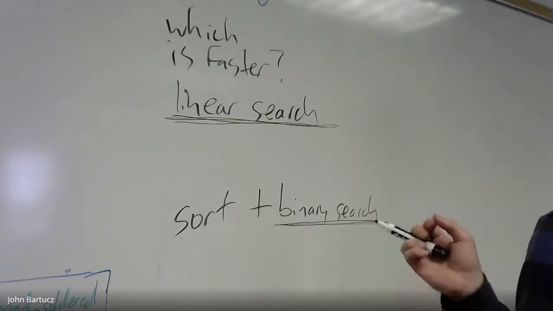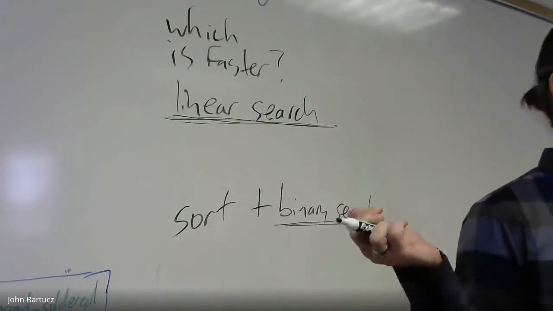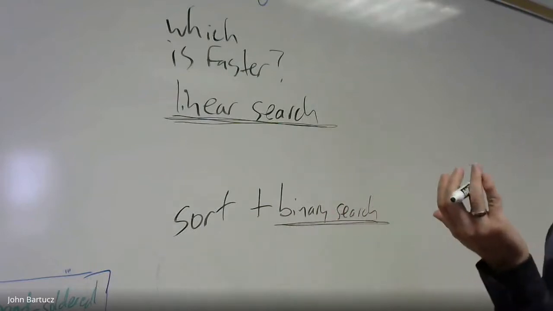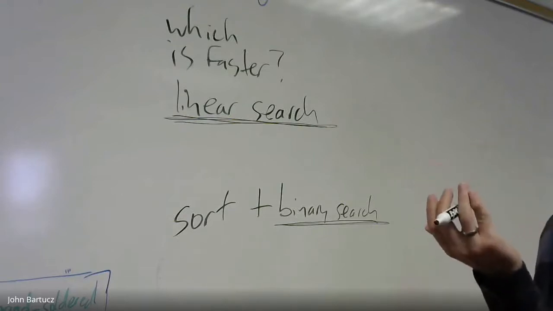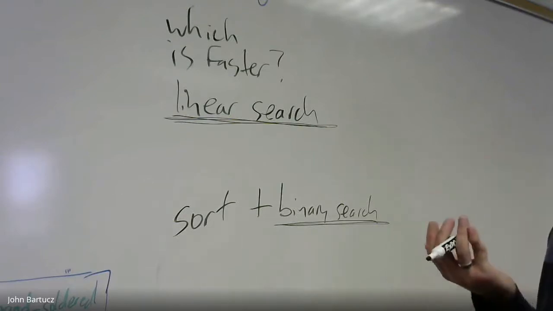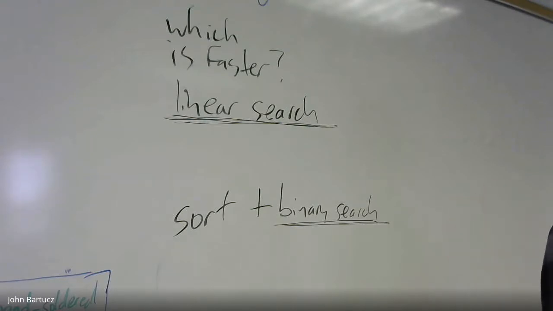What's the worst case scenario? It checks everything, all the way at the end. It has to check everything, right? So how many steps does that take? How many times does it have to check if I have 100 objects? 100 times. What's the best case scenario? It only gets it on the first try.